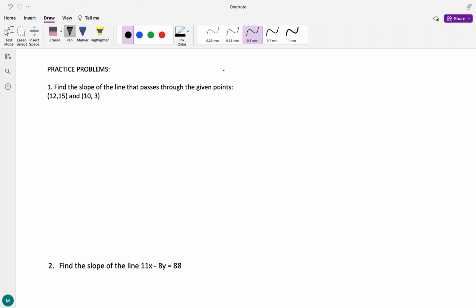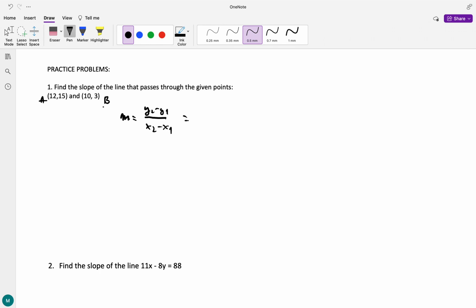In the first question, we need to find the slope of the line that passes through given points. So we have point A and point B. We don't have the slope. And in order to find an equation of a line, we need a slope and at least 1 point. So let's start by finding the slope. Just to remind you, the formula for the slope is y2 minus y1 over x2 minus x1.